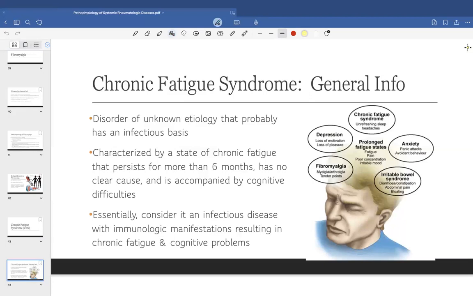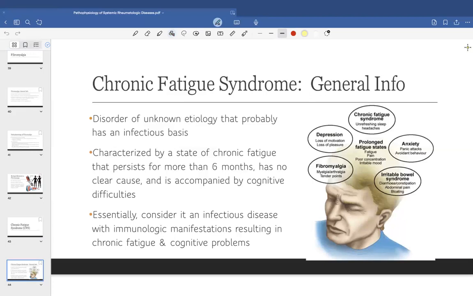So EBV is one of the biggest known culprits of chronic fatigue syndrome. What's the other virus that creates a mono-like syndrome? CMV, okay? Both of these are implicated. Both are relatively common. By definition, chronic fatigue is a state of chronic fatigue present for 6 months or more with no clear cause. So you've got to rule out hypothyroid, anemia, some of these other pathologies, cancer. And it has cognitive difficulties, no sleep, poor thinking, okay, makes sense.